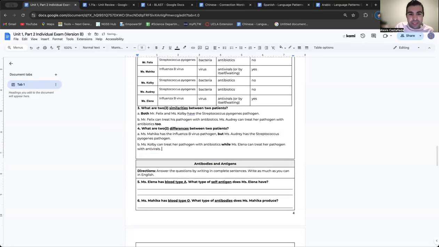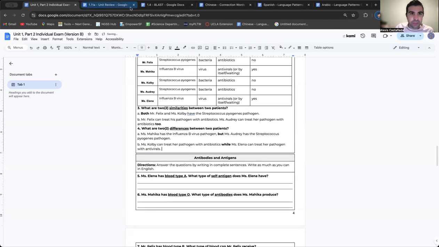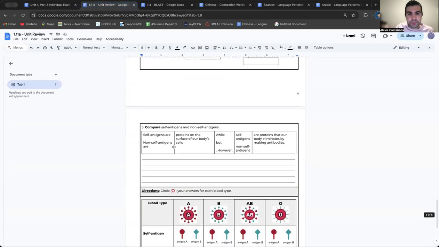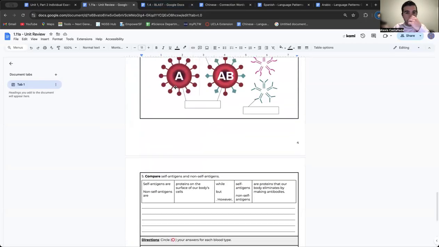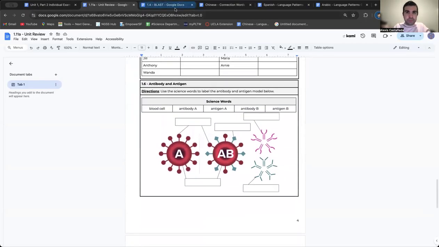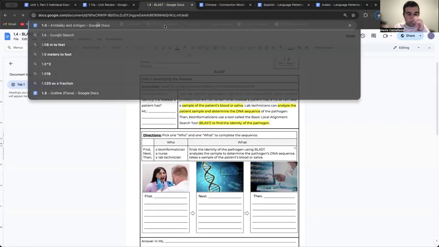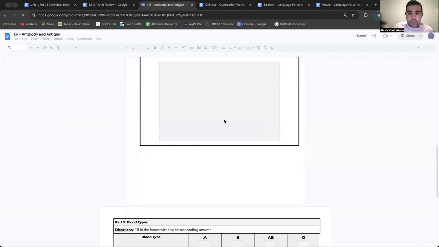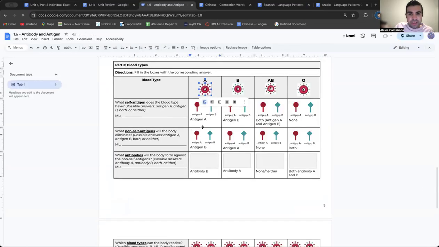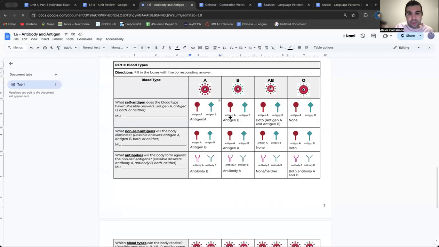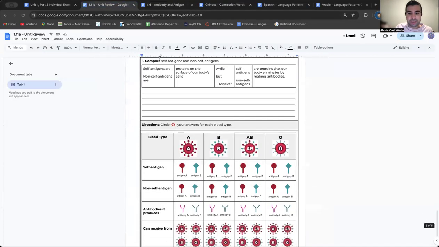So it says here, Miss Elena has blood type A. What type of self-antigen does Miss Elena have? Again, you can go back to 1.11a, come down here, so we see where we see the blood types. This is also found on page 1.6 in your notebook. If I go to 1.6, antibody and antigen, we learned here that if I have blood type A, I have antigen A. If I have blood type B, I have antigen B. If I have blood type AB, I have both antigen A and antigen B. And if I have blood type O, I don't have any antigens. I don't have any self-antigens.